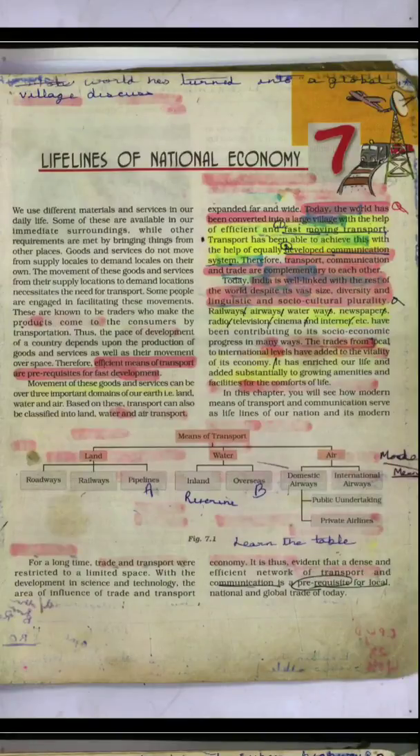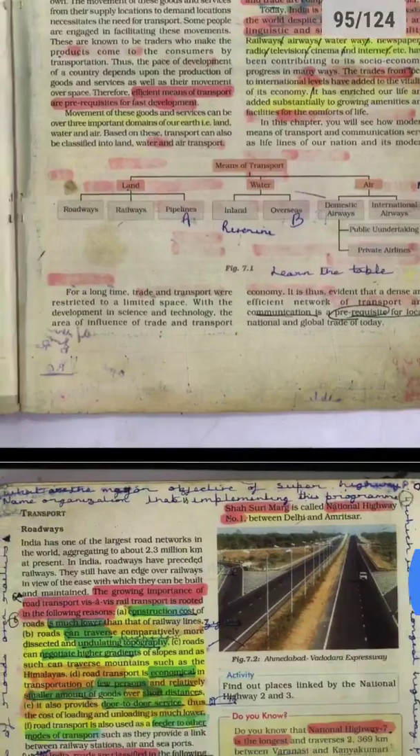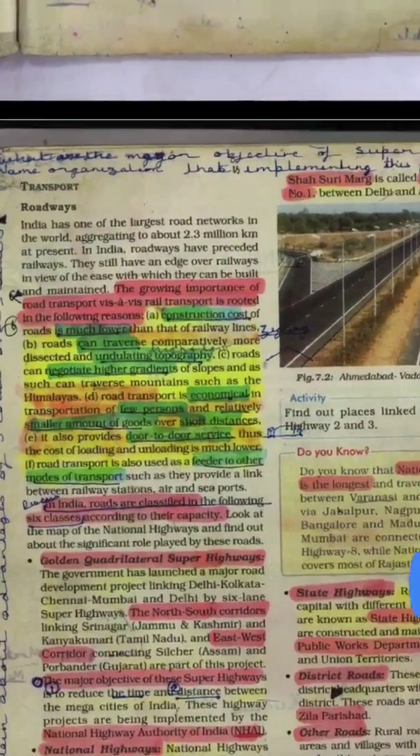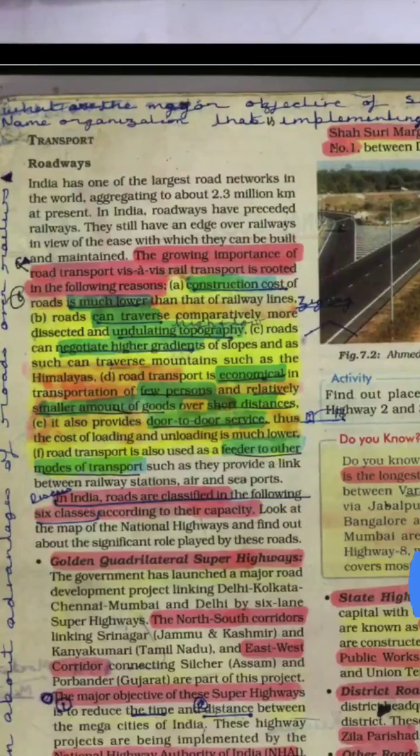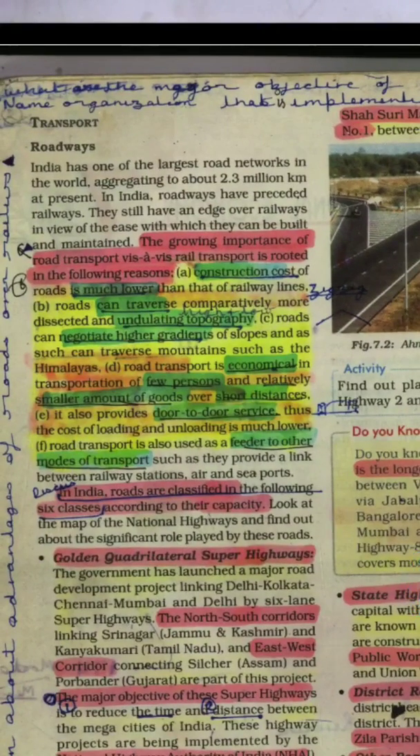In airways, it can be domestic as well as international. Now, domestic can be public and private. So, with this, we come on to the next question which will come. If you notice, on the screen, you can see the question: explain the importance of roads in relation to railways.